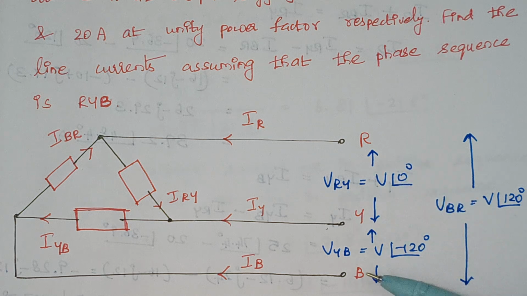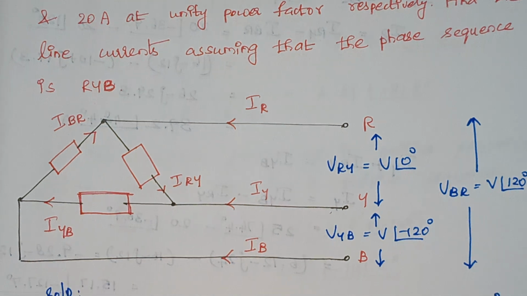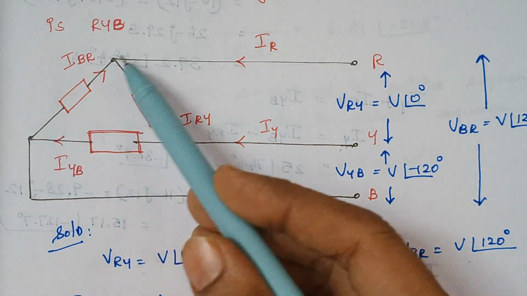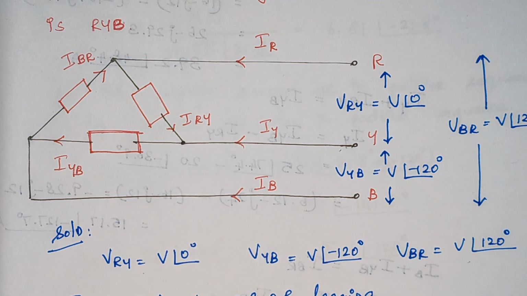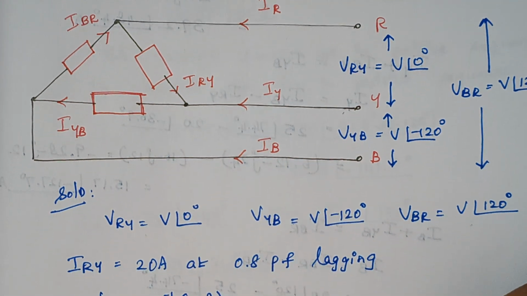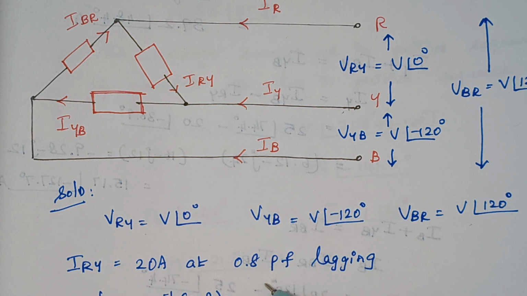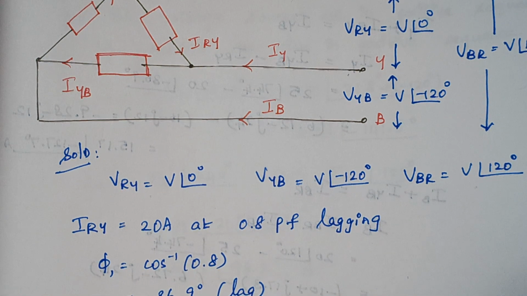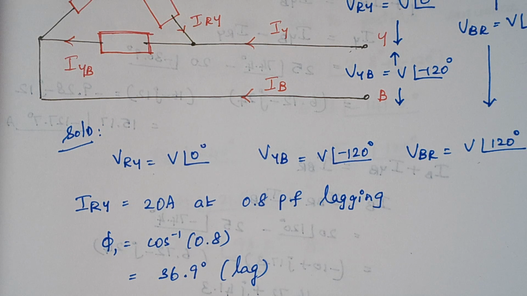Write down the values in the diagram they have given. These are all the values of voltages, and the next thing is that the current flowing through each branch is given: IBR, IRY and IYB. We start with IRY, which is 20 amps at 0.8 power factor lagging. What does 0.8 mean? It means cos phi is 0.8, therefore phi is cos inverse of 0.8, which is 36.9 degrees lag.